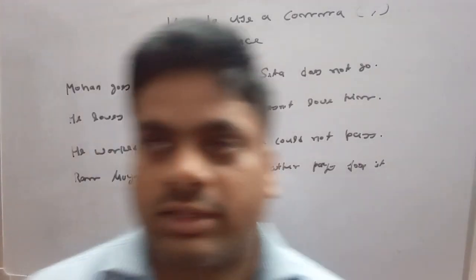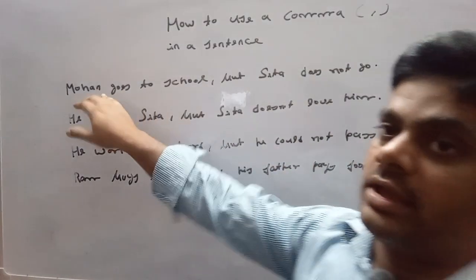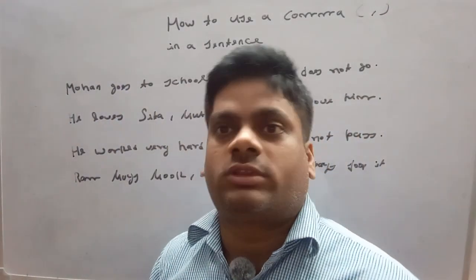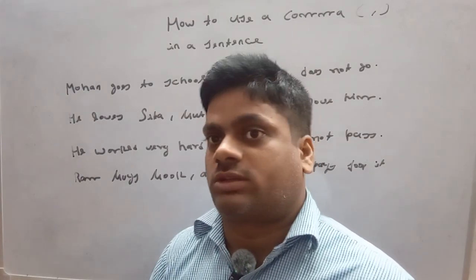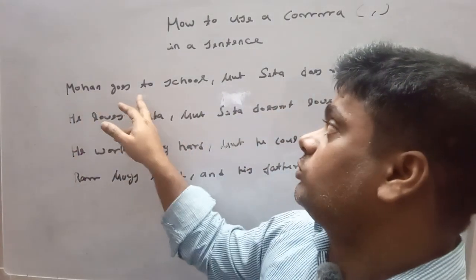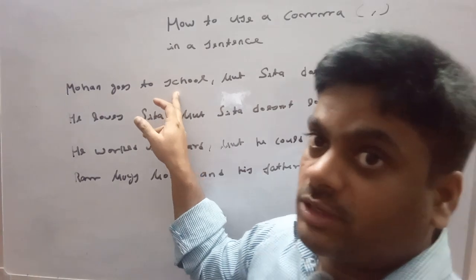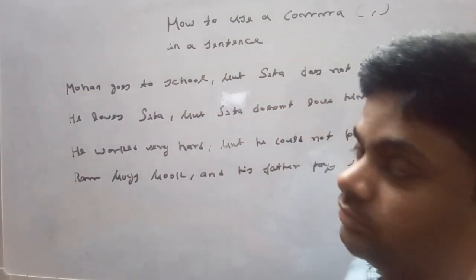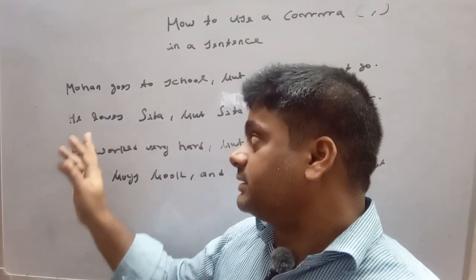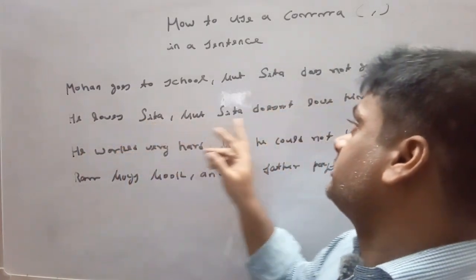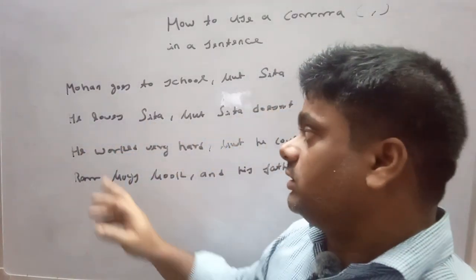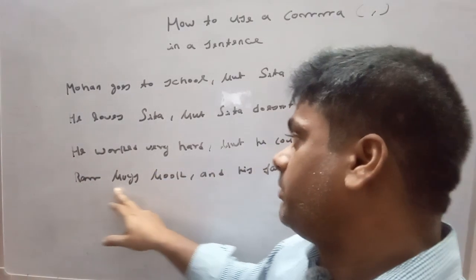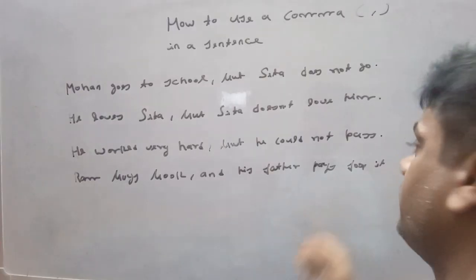So, guys, please look at these sentences. Here we have used two sentences, and both the sentences are principal clauses. First sentence: Mohan goes to school, but Sita does not go. In the second sentence: he loves Sita, but Sita doesn't love him. In the fourth one: he worked very hard, but he could not pass. Ram buys books and his father pays for it.